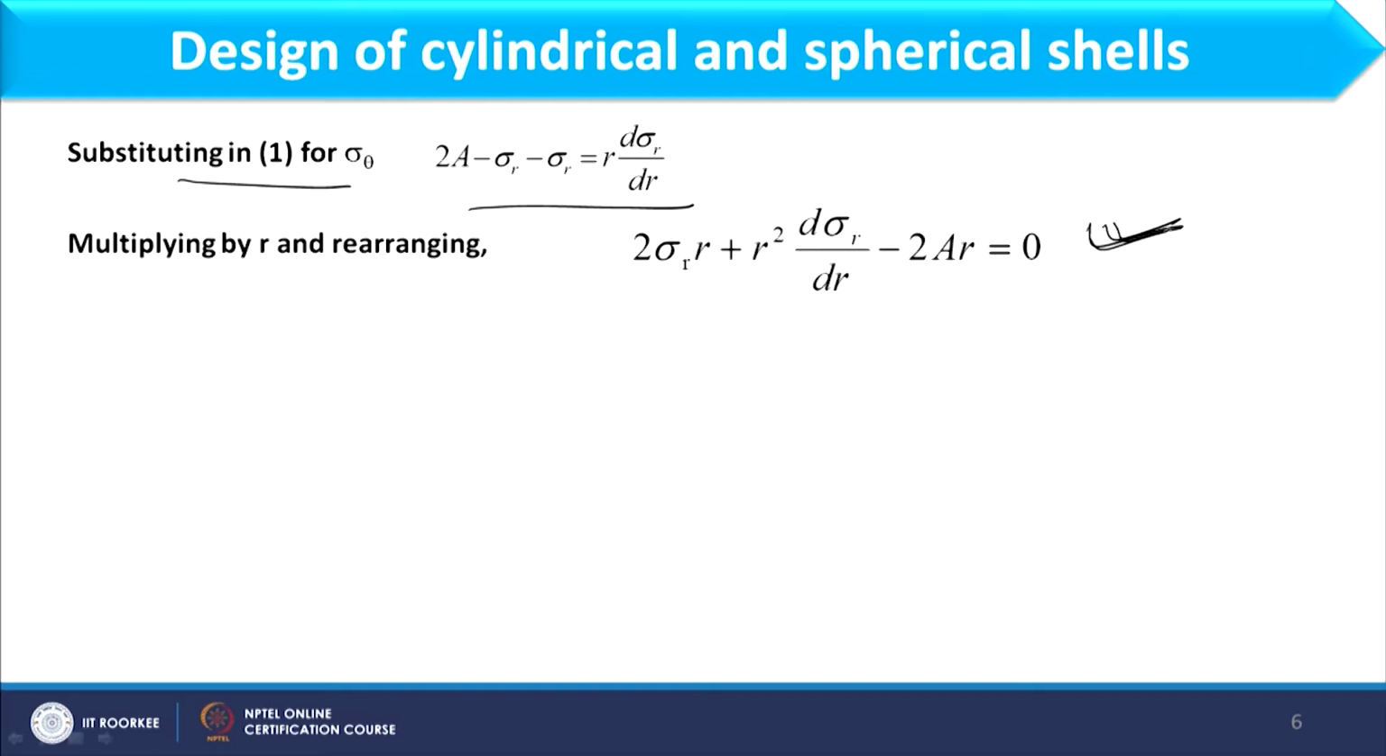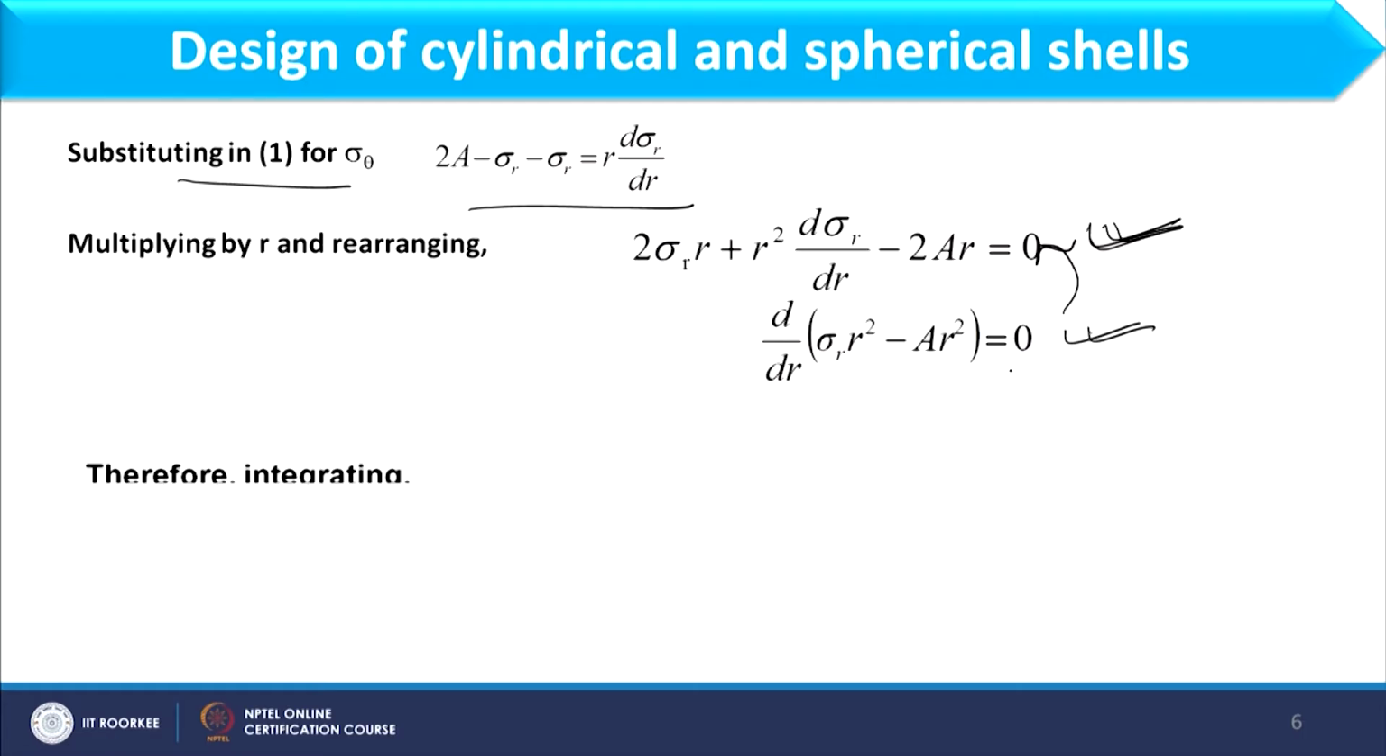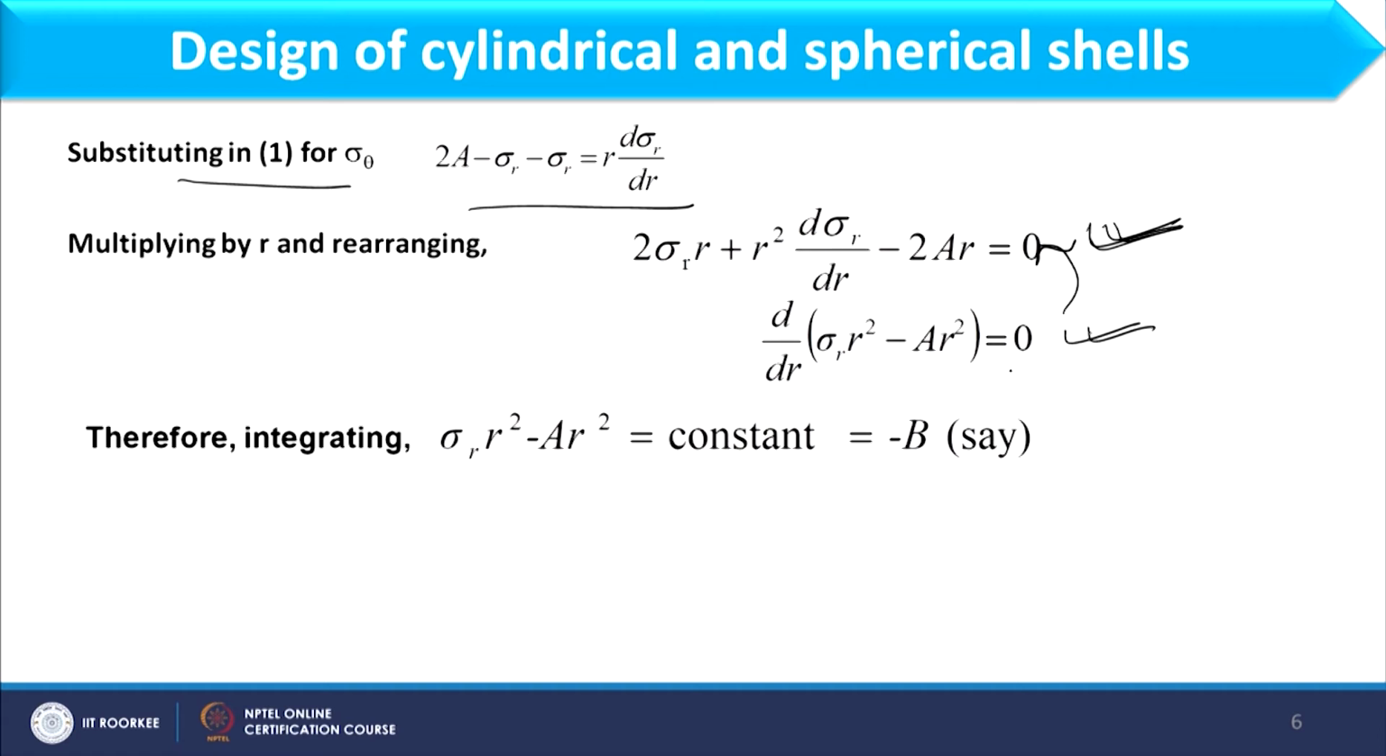Now what does this equation show? Further, if I consider this equation in this form where d by dr of (sigma r square minus a r square) should be equal to 0. If I consider this particular equation and derive this, I will get this equation. So here I am having the equation in derivative form, and then we will integrate this derivative expression, and we can find that sigma r square minus a r square should be equal to a constant, and that I have replaced with minus b for derivation purposes.